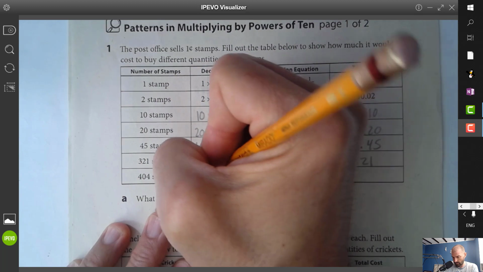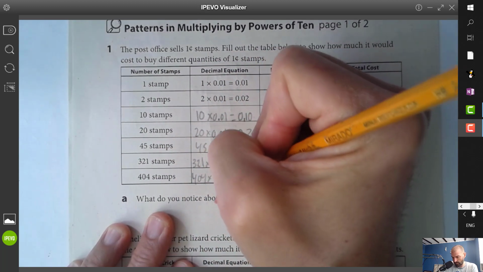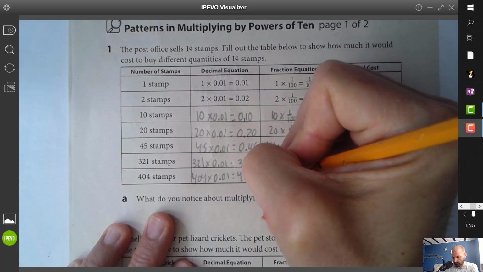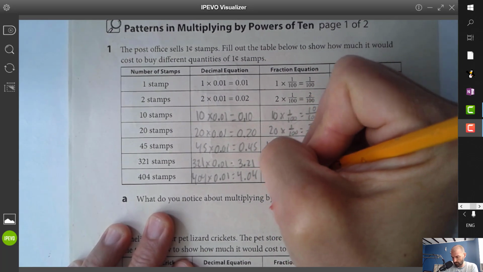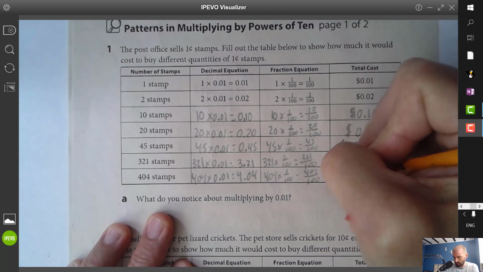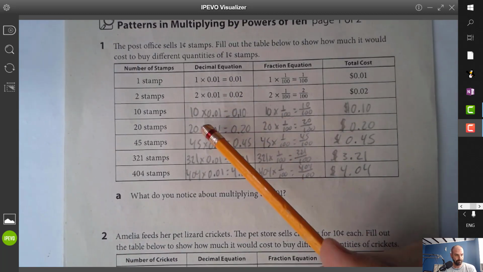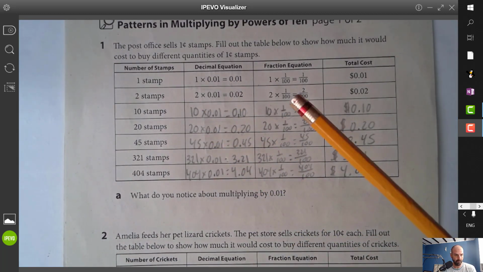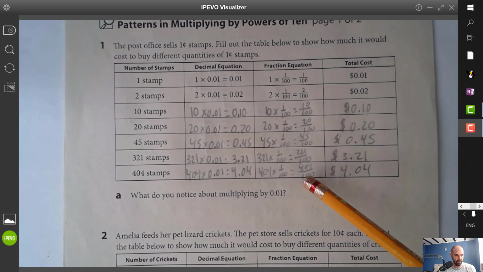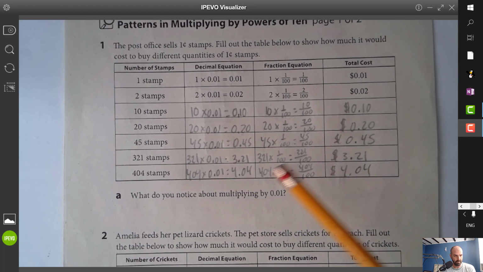So it's that same thing that we're doing here. That's going to be 4 and 4/100ths. 404 times 1 over 100 equals 404 over 100. And that's going to give us $4.04. So again, in each problem, the numbers are shifting 2 spots to the right. We're checking it again with our 404, like this is greater than 1, right? Because the numerator is greater than the denominator, and so our answer is going to be more than 1. And it's the exact same thing, right?